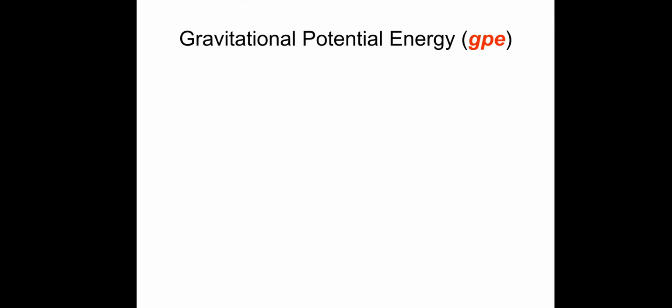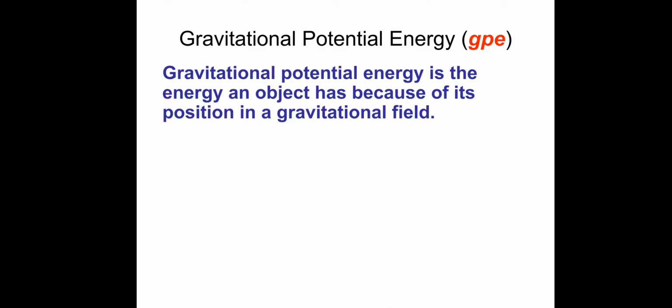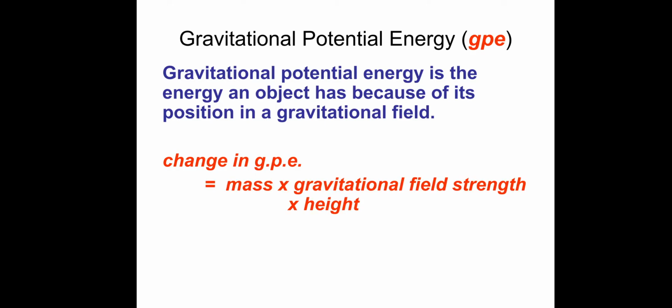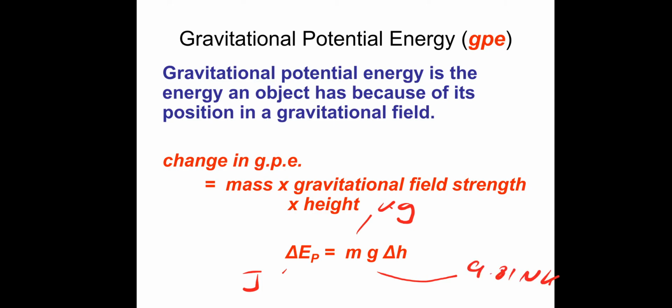Gravitational potential energy, again from GCSE. So gravitational potential energy is the energy an object has because of its position in a gravitational field. So basically, if you lift something up, it will gain gravitational potential energy. So the change in GPE is equal to mass times gravitational field strength times height, or mgh. If you want to write that down. The units, if you're not sure, so energy is in joules, mass is in kilograms, G is, well, on Earth, 9.81 newtons per kilogram. Should know this at this point in time. And height is obviously in meters.